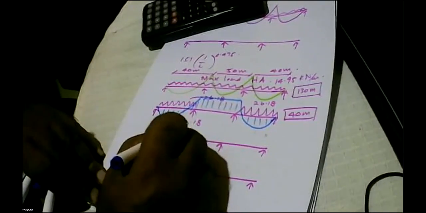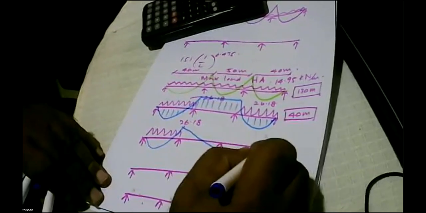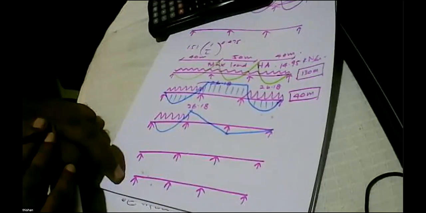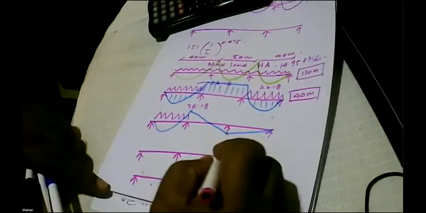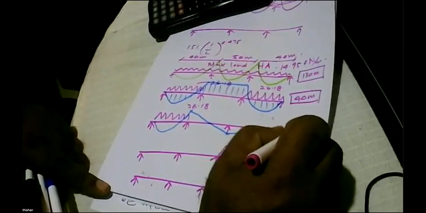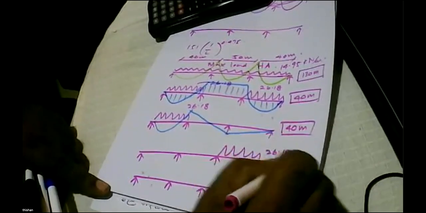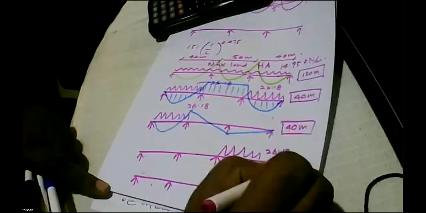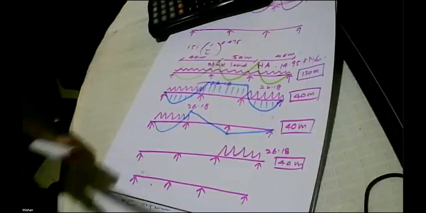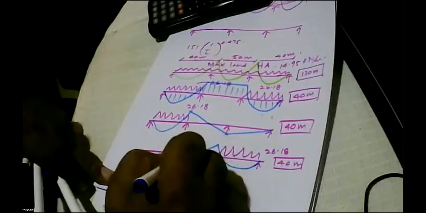Then this goes like this, this goes this way. So in the case of a continuous beam, you are now going to get a sagging moment at the support. And you know, this can be reversed also. That is 26.18 over 40 meters. Now all these ones, the continuously applied loaded length is 40 meters. Now what happens? Now you get a bending moment diagram that does this.